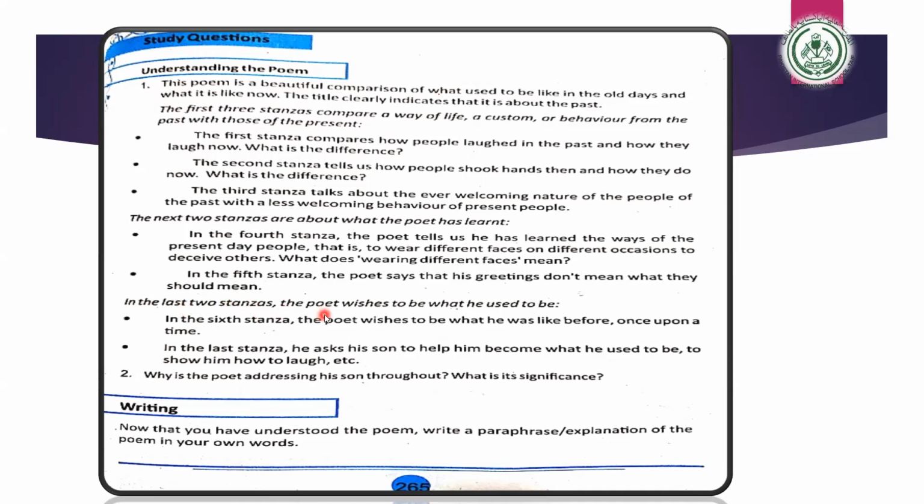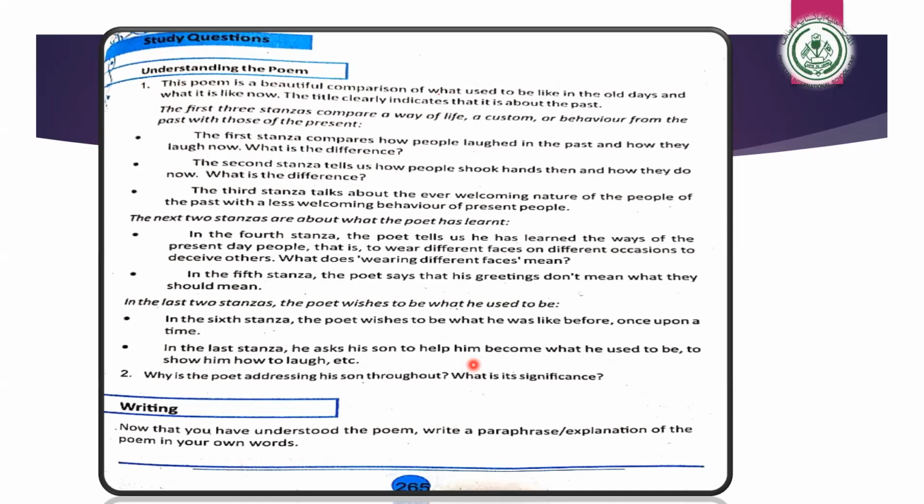And in the last two stanzas, the poet wishes to be what he used to be. In the sixth stanza, the poet wishes to be what he was like before, once upon a time. And in the last stanza, he asks his son to help him become what he used to be, to show him how to laugh. So, dear students, in the first three stanzas, we have a comparison of a way of life, a custom, our behavior of the past and present. And in the two stanzas, the poet is going to be what he learned from the new culture.